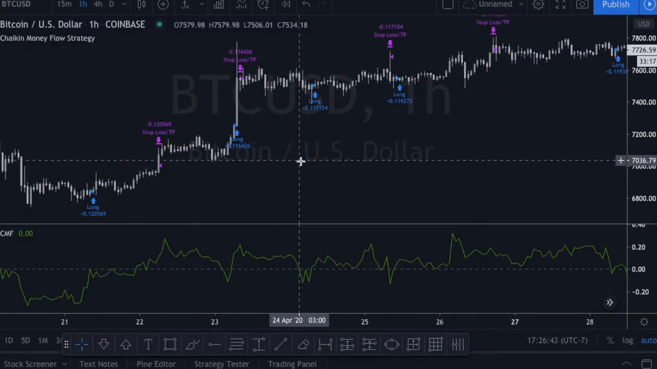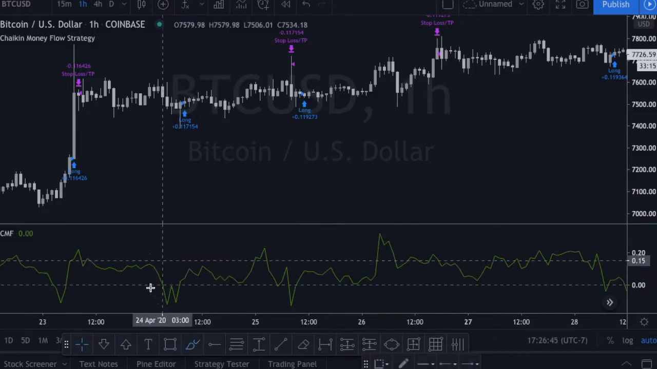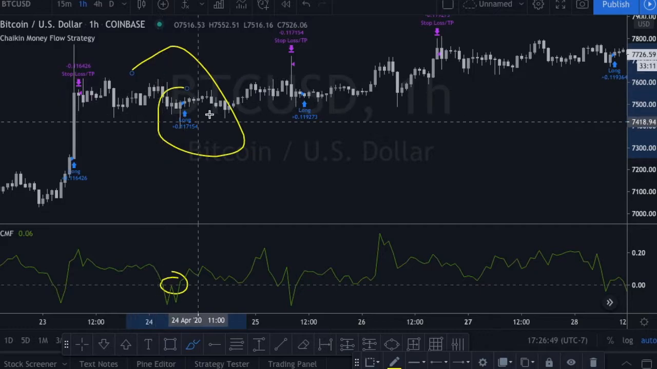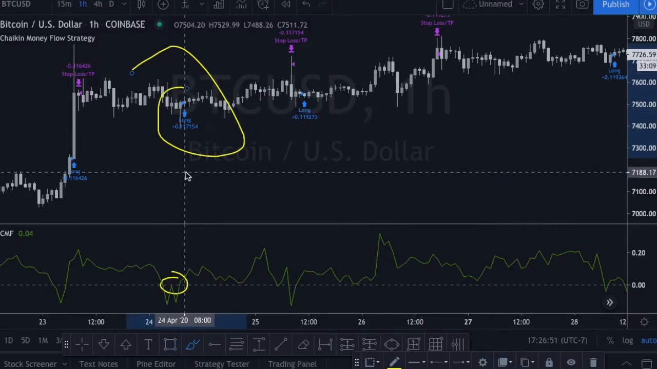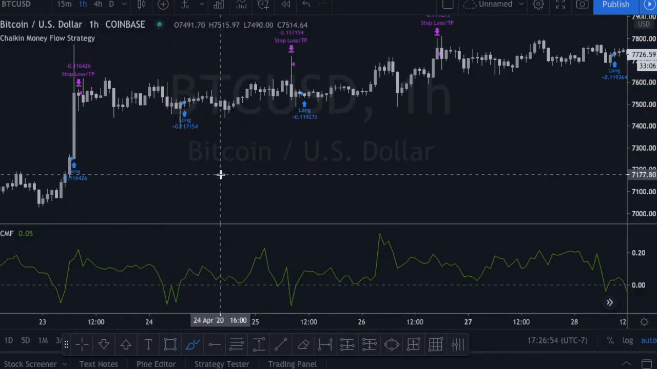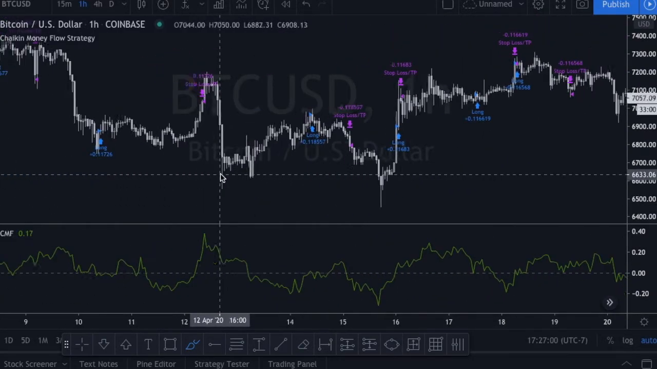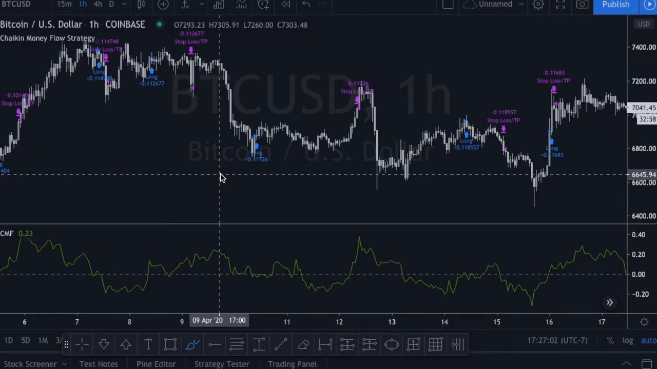So if I zoom in like this, you can see every single time that we cross over, like right there, we take a long position right there. Wow, sorry guys, I can't draw on the mouse like that. I don't know how all the YouTube guys do it so perfectly. But nonetheless, let's figure out what the best settings to use for the Chaikin Money Flow Oscillator are.